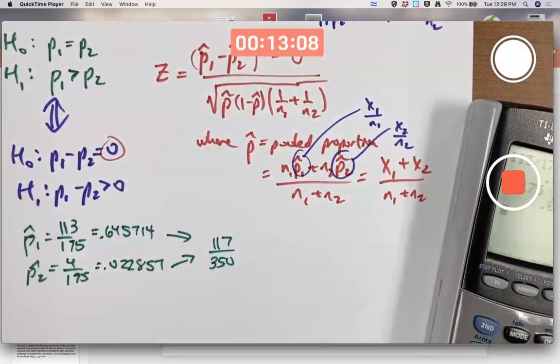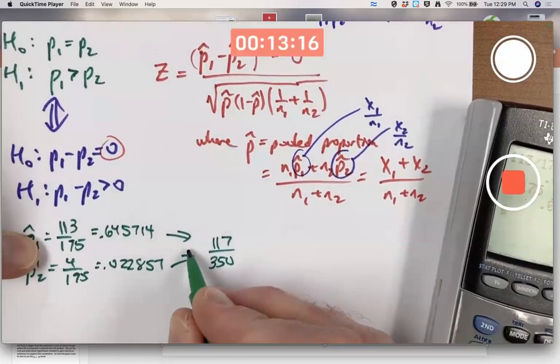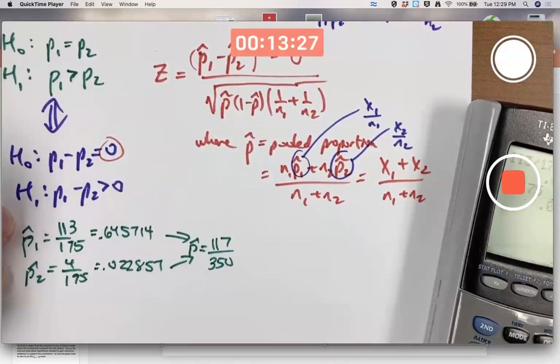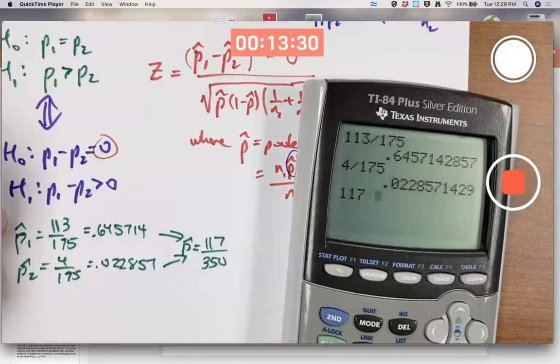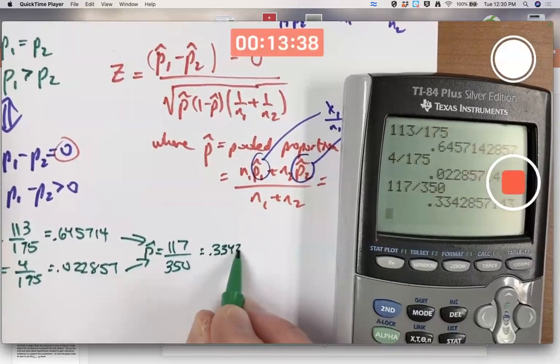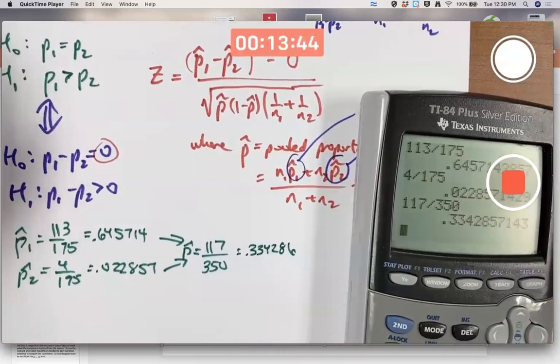Because the sample sizes are the same, 175, the pooled proportion, this is p hat, the pooled proportion is going to be halfway between these two numbers, right? It's going to be their average since the sample sizes are the same. 117 out of 350. You should be in the ballpark of 0.3 something, 0.334286. And that is halfway between these two numbers, up to rounding.